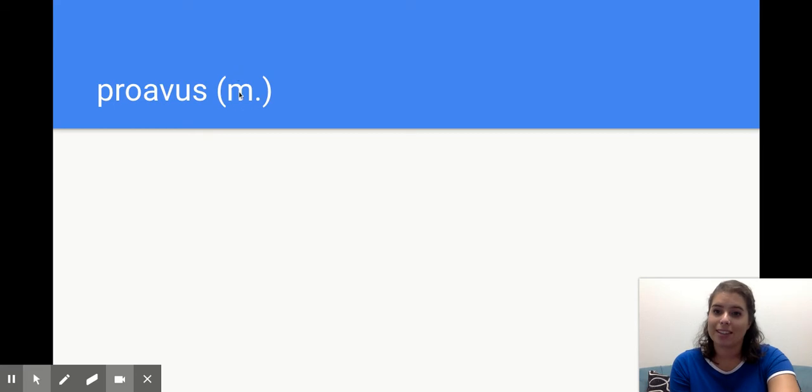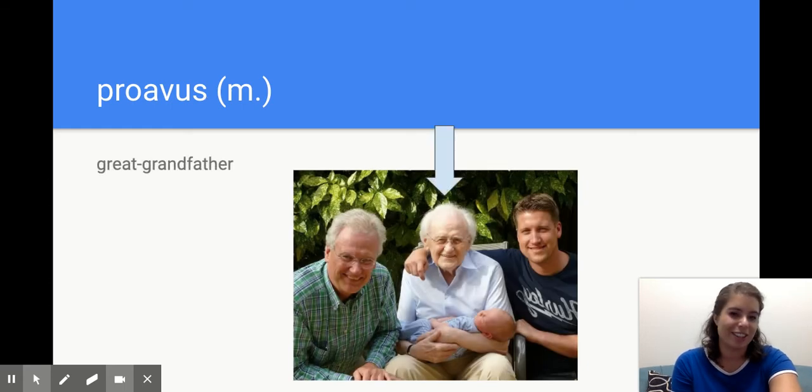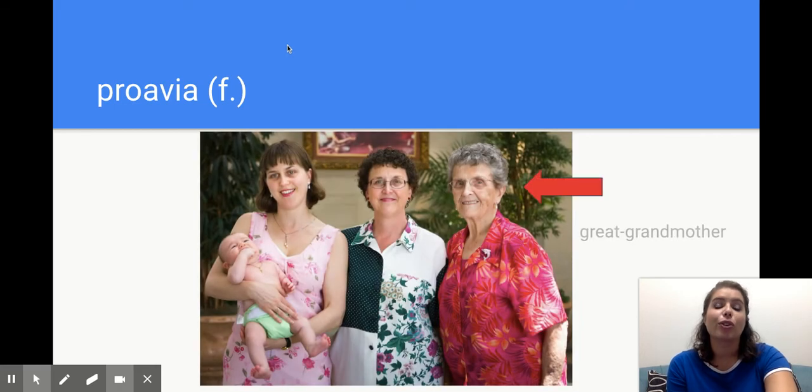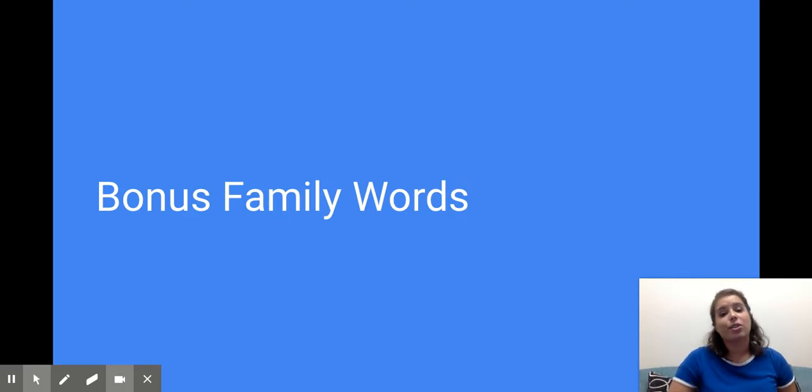Pro-awus, masculine. We see awus in there, and then we have this pro in front of it. Pro in Latin is going to mean sort of before. So before grandfather, we have our great-grandfather. So pro-awus means great-grandfather. And following the same pattern, we have pro-awia, feminine, and it is great-grandmother. Great-grandmother. All right, so that kind of covers more immediate family members.